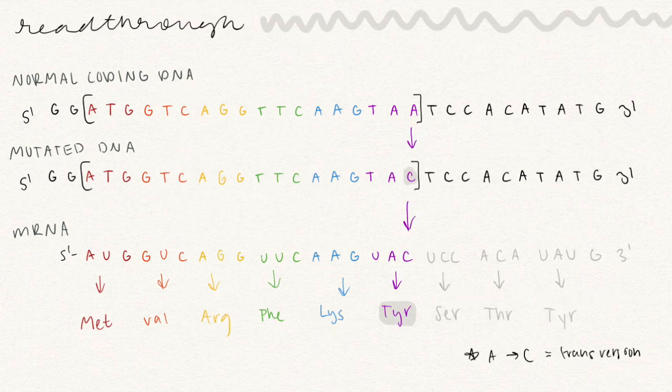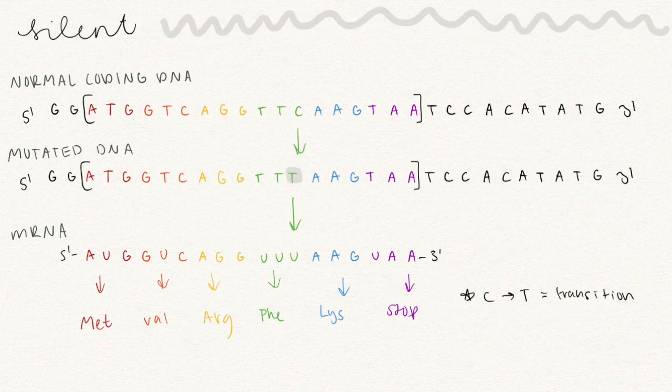The third is a read-through mutation. This time, the last nucleotide in our established reading frame mutates from an A to a C. When transcribed, it reads UAC instead of UAA. UAC is no longer a stop codon and codes for tyrosine. This means that the translation of the mRNA would continue and would be longer than it is supposed to be. This mutation is a transversion, since A, a purine, is changed to C, a pyrimidine.